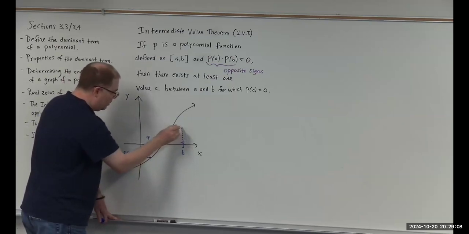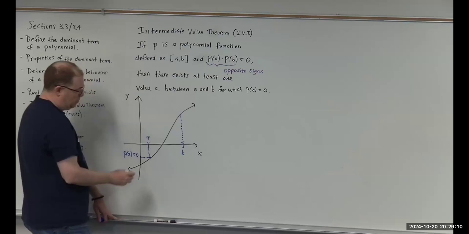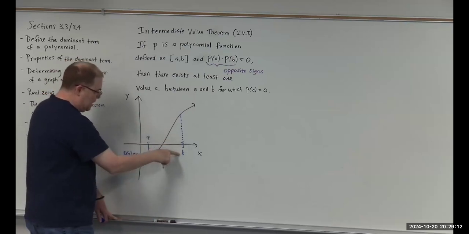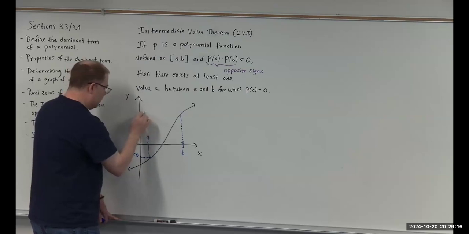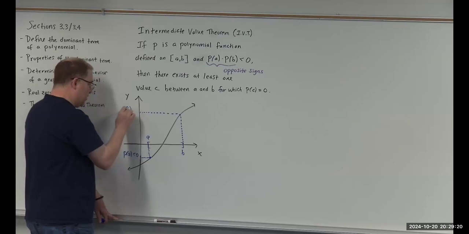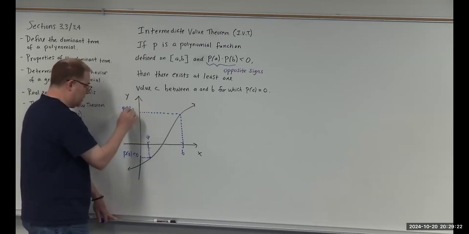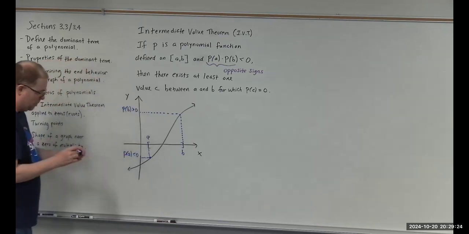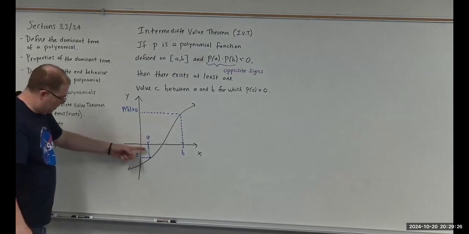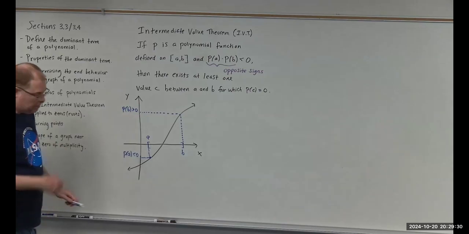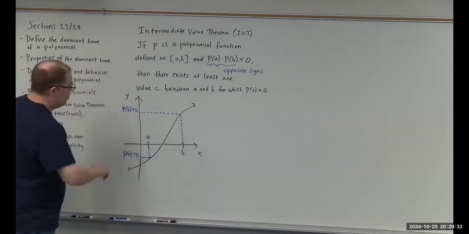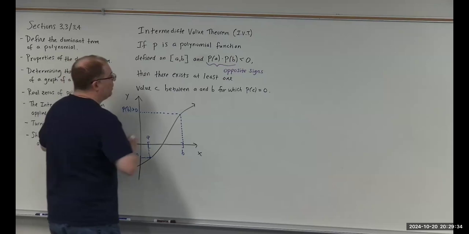Likewise, if I plug B into P, then this value will be positive because it's a y value above the x-axis. So that's the input, that's the output. Input, that's the corresponding output. And we're assuming P is a polynomial here.